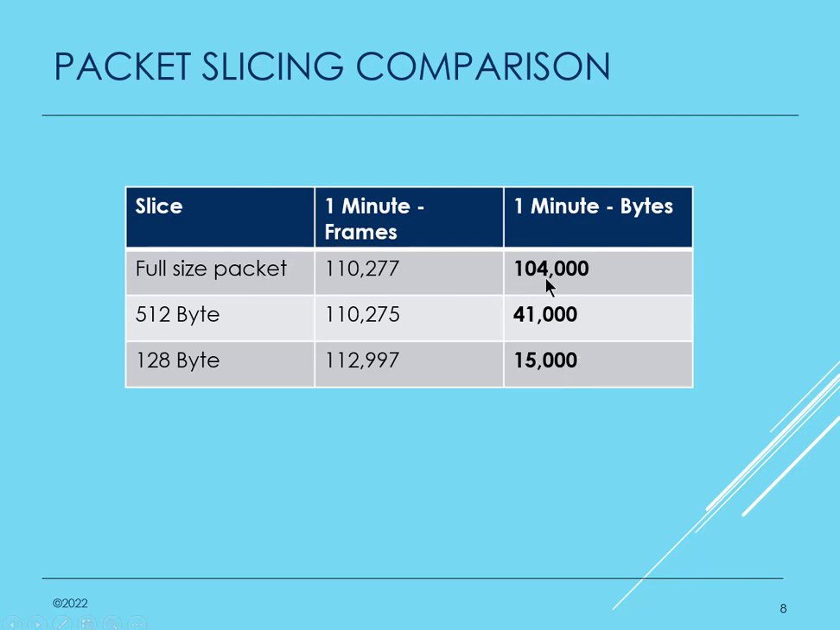So with the full-size packet, we got 104 meg. If I drop it to 512, that's a popular size people like to use, it drops to 41 meg. And if I drop it to 128, which is always my go-to size when I slice or start slicing, it's only 15 meg. So as you can see, by packet slicing, you reduce the total size of that trace file.